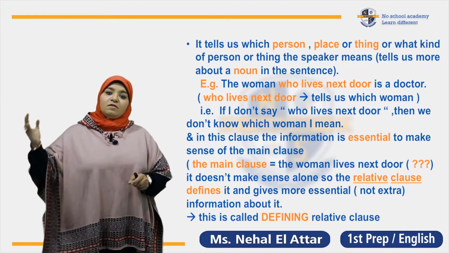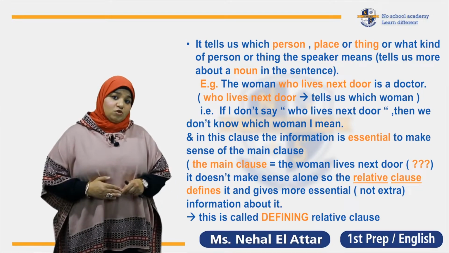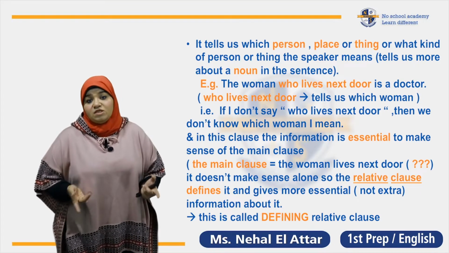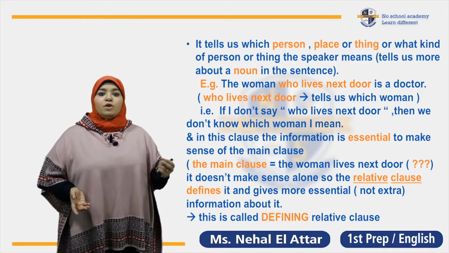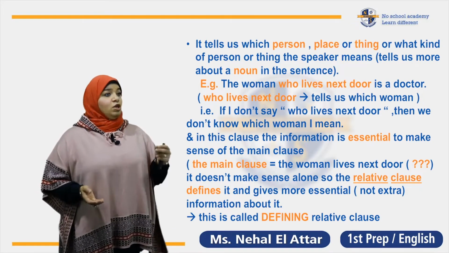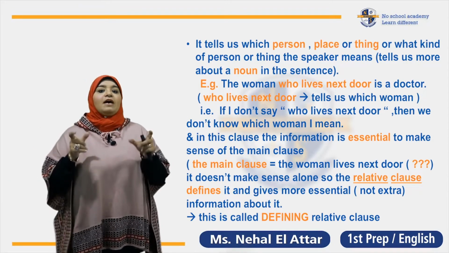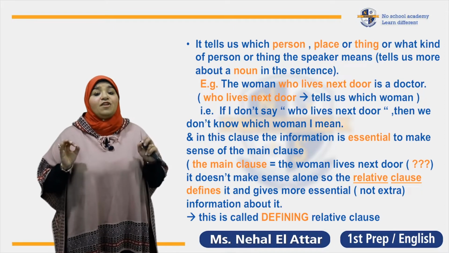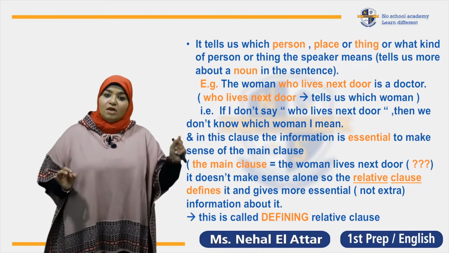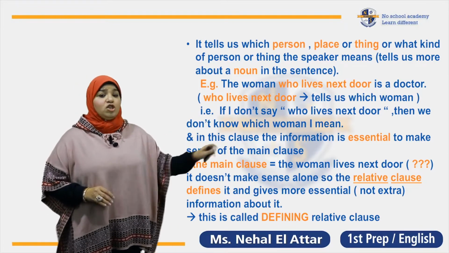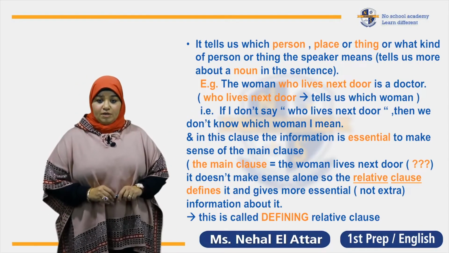So we want to add extra, but not extra mainly. We want to add essential, important information to make this sentence meaningful. So we're going to say the woman who lives next door is a doctor. By this, we add a relative, mainly a defining relative clause, to the main clause. You got it now? Okay, and here is the explanation in front of you on this slide.